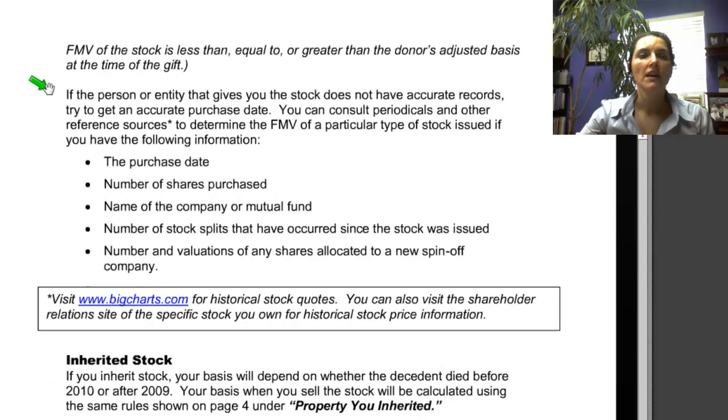If the person or entity that gives you the stock does not have accurate records, try to get an accurate purchase date. You can consult periodicals and other reference sources to determine the fair market value of a particular type of stock issued if you have the following information: the purchase date, the number of shares purchased, the name of the company or mutual fund, the number of stock splits that have occurred since the stock was issued, and the number and valuations of any shares allocated to a new spin-off company.